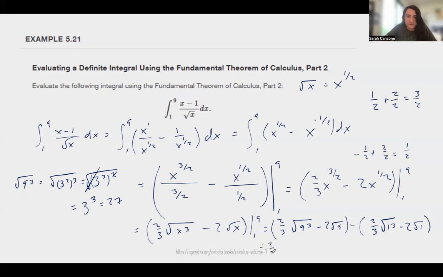So this is 2/3 times 27 minus 2 times the square root of 9. Well, the square root of 9 is 3, times 2 is 6. So then this is minus the square root of 1 cubed. 1 cubed is obviously 1. So this is minus 2/3. Minus 2 times the square root of 1 is 2. And now I'm going to spare you the common denominators and everything like that and tell you that the answer is 40/3. If you were to go ahead and do that, you would be expected to make common denominators and simplify, and you would in fact get 40/3.